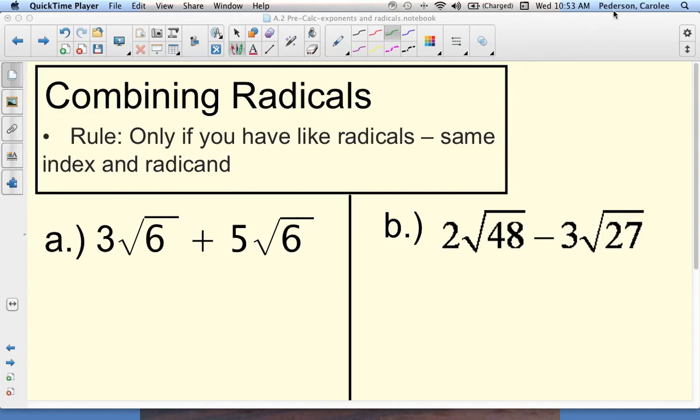Here's a couple examples of combining radicals. The rule is, to be able to combine two radicals together, you must have the same index and the same radicand in order to add or subtract them.